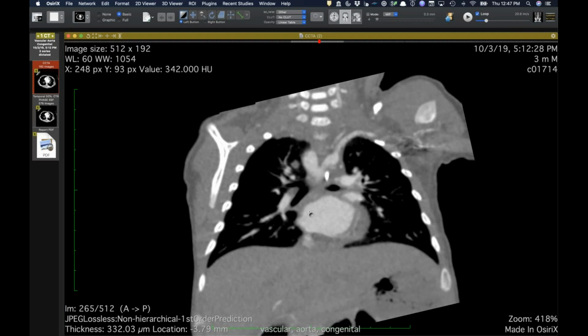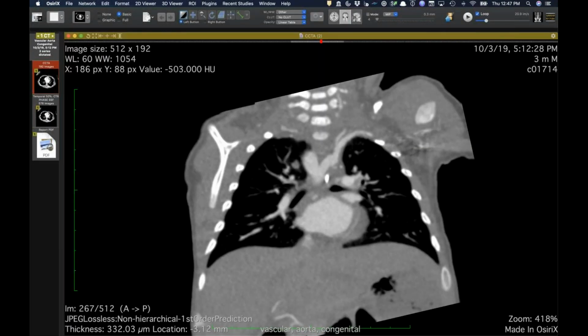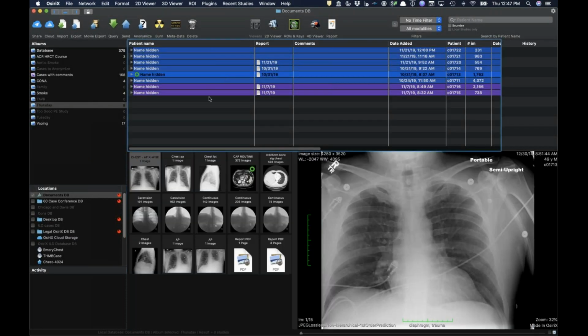They did subsequent genetic analysis, and this patient did have a 22q deletion, so something along the DiGeorge spectrum. So I thought you'd like that one.